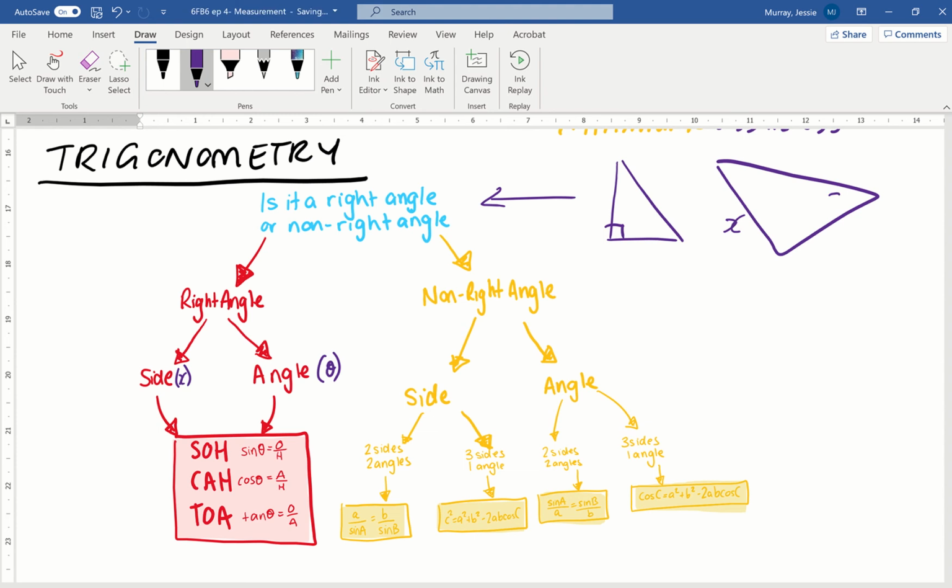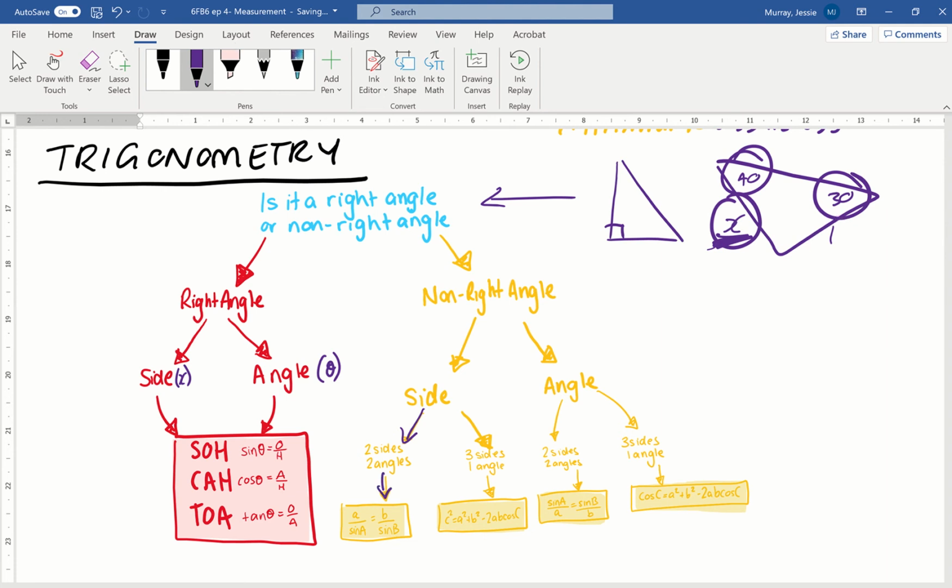For instance, if I gave you this, notice how what I need to find is included when I'm talking about how many sides and angles are labeled. This question, I've got 2 angles and 2 sides labeled. So straight away, I'd say, okay, I'm finding a side that's down this angle, this arrow, and I've got 2 sides and 2 angles. So here's my formula.